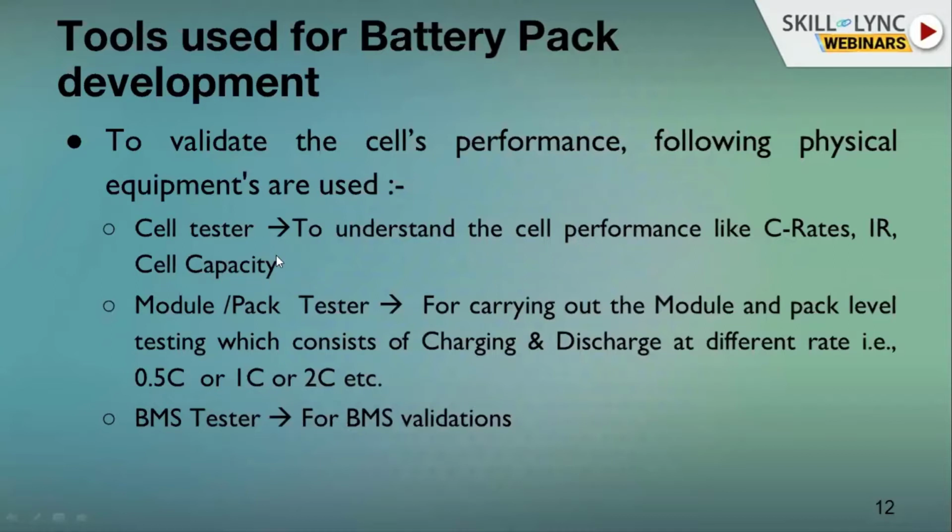And cell capacity. Cell capacity is also something we have to check: what is the cell capacity degradation after a certain number of cycles? So that is the cell tester, and then we have the module and pack tester. When the cells are made into modules, we do the same kind of test for the module and the pack. And then we have a BMS tester.